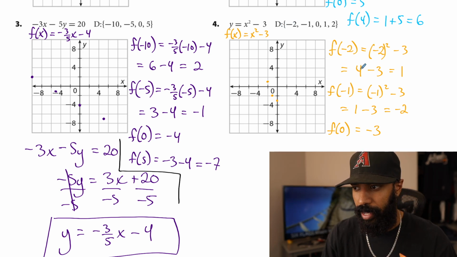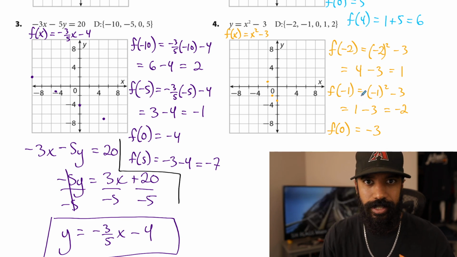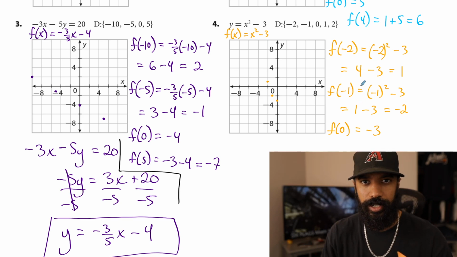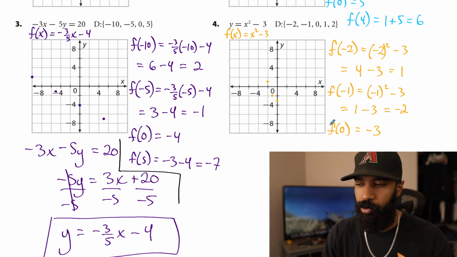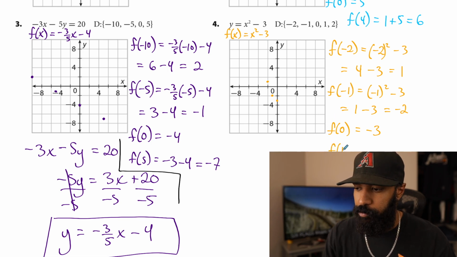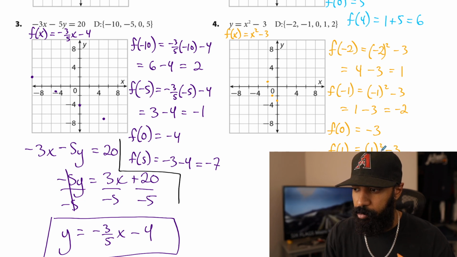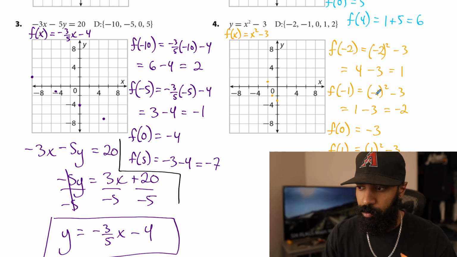Notice when I square a 2 I get 4. When I square a 1 I get 1. It's not exactly in proportion. 1, 1, 2, 4. F of 1, so this is 1 squared minus 3. Still going to put in parentheses, but 1 squared and negative 1 squared, you can tell you're going to get the same number out here. That's a positive 1. Minus 3 gives you negative 2 again.